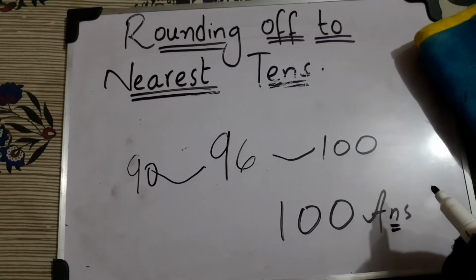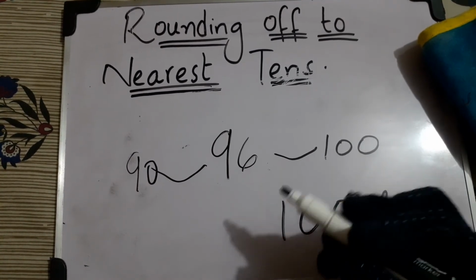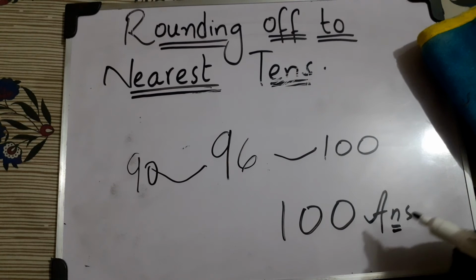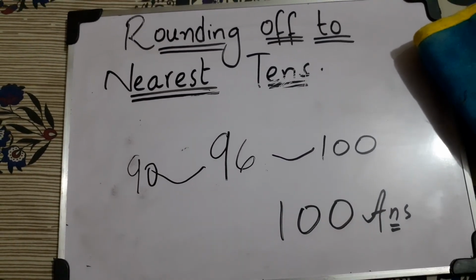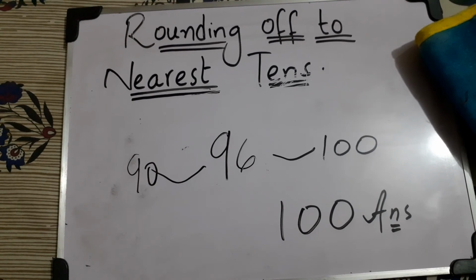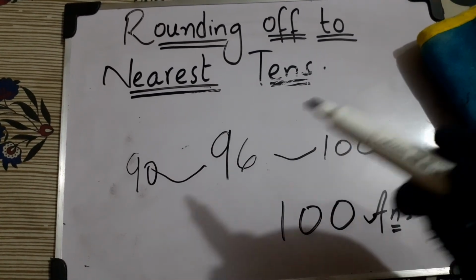Okay, so this is called rounding off to the nearest tens. This procedure is called rounding off. Ahead we will learn rounding off to the nearest 100, rounding off to the nearest 1000, but first we have to learn rounding off to the nearest tens.